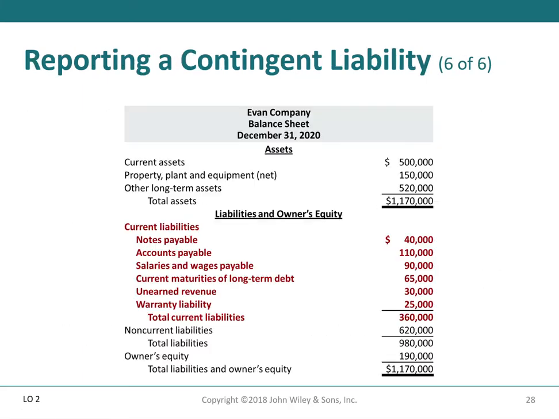Hold on, let's just talk briefly about what it looks like in the balance sheet. Here it is as a current liability, warranty liability. And here's unearned revenue, and here's current maturities of long-term debt.